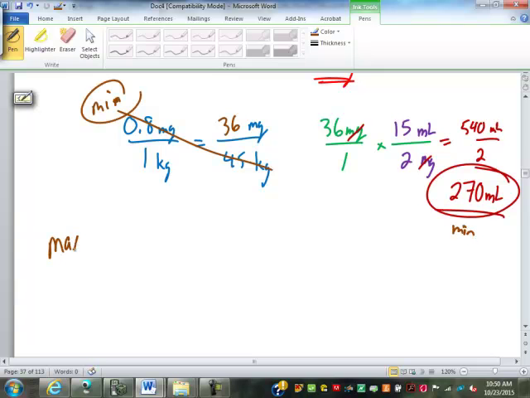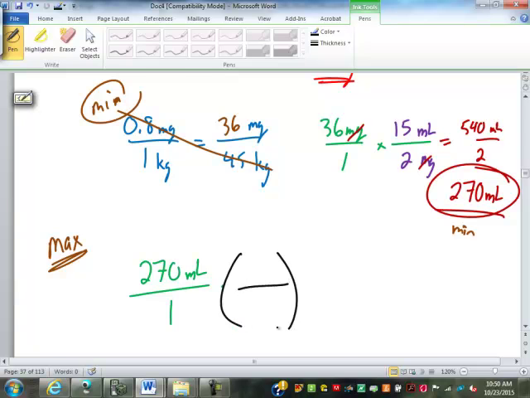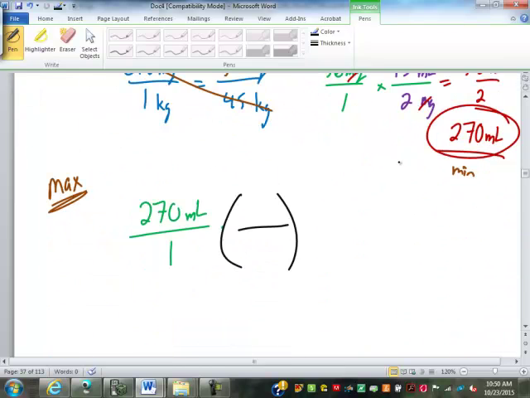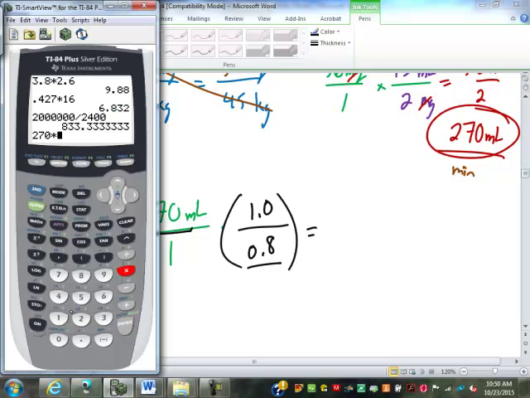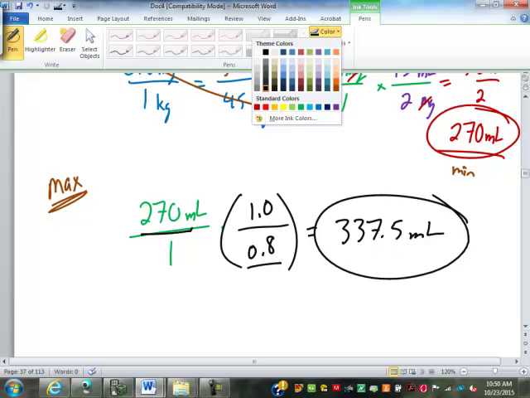To find the maximum, we can take that minimum, 270 milliliters, put it over 1, and we're going to multiply by that conversion. Now our minimum and maximum here are 0.8 and 1.0. Which one's going to go on bottom? The 0.8. This was the minimum, so the minimum has to go on bottom here. 1.0 on top. So if you're doing this on a calculator, you're just going to do 270, multiply by the top number, times 1, divide by the bottom number, divide by 0.8. 337.5 milliliters. That would be your maximum.